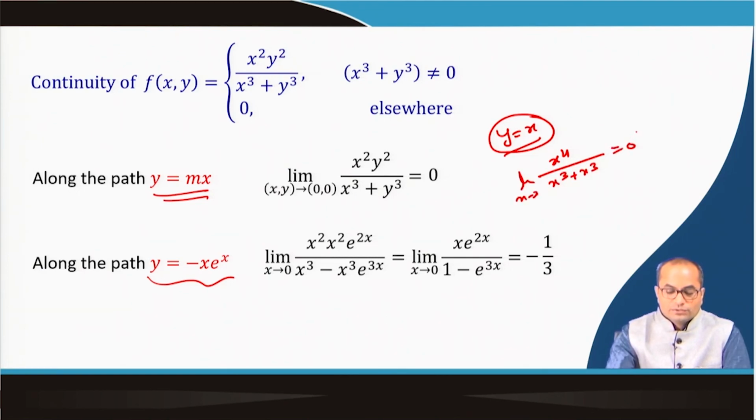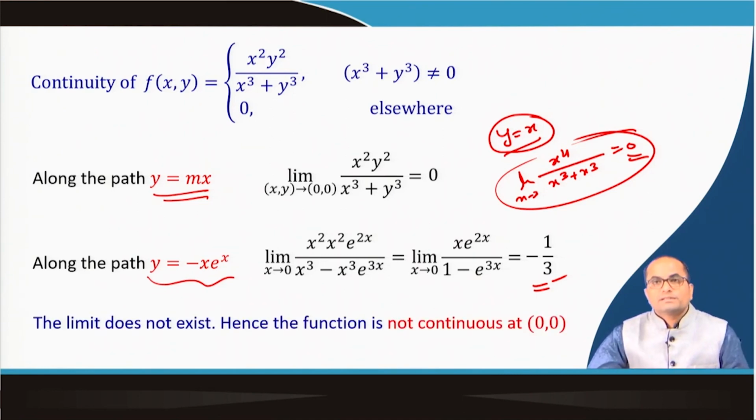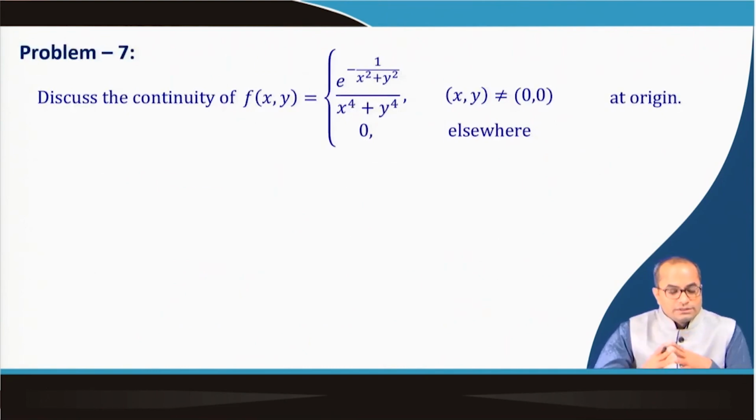So, the limit is 0. So, along y equals x, the limit is 0, and along y equals minus x e^x, the limit is minus 1/3. So, there are two different limits along two different paths, hence this limit does not exist and the function is not continuous at (0, 0). This is the next problem.